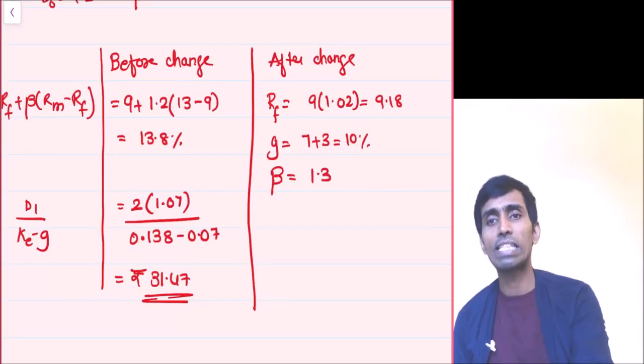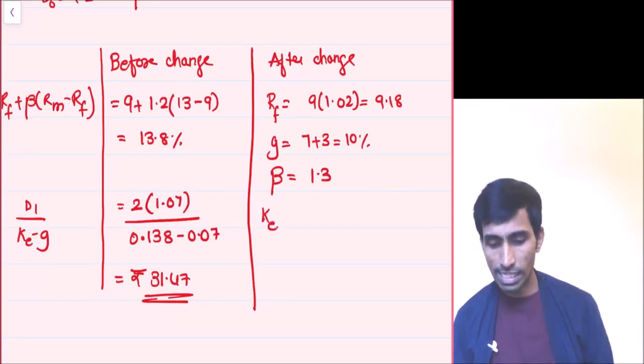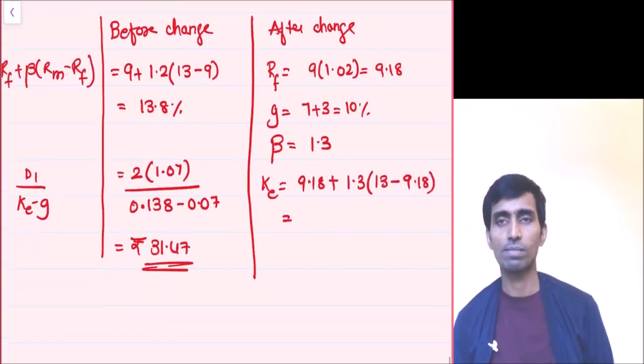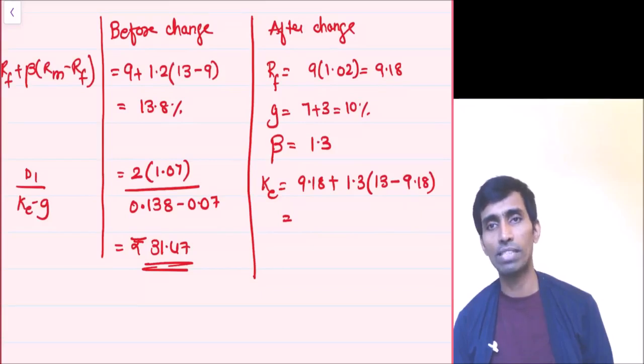So now I will calculate KE. How will I calculate KE? KE equals 9.18, that is RF, plus beta 1.3 into RM minus RF. RM is 13 minus RF 9.18. Okay, so my K is how much? 13 minus 9.18 into 1.3 plus 9.18. So it is 14.15%.